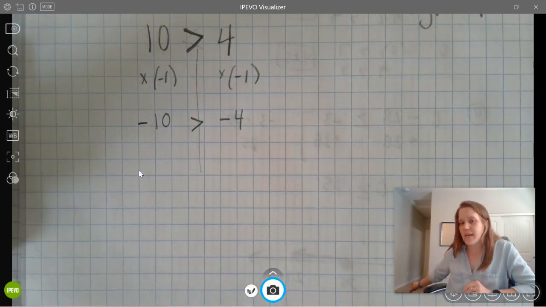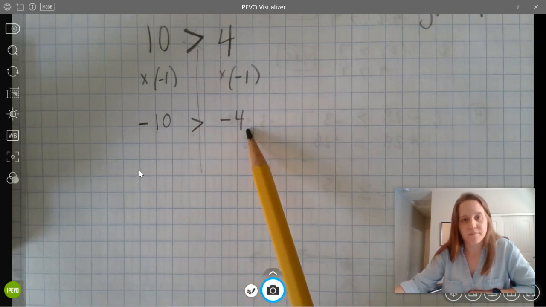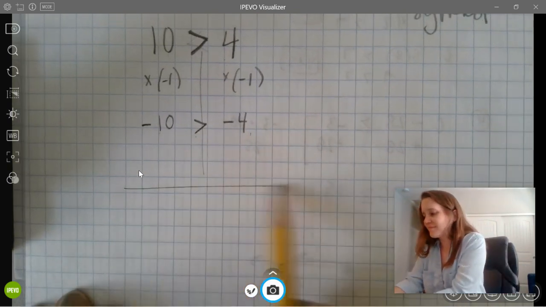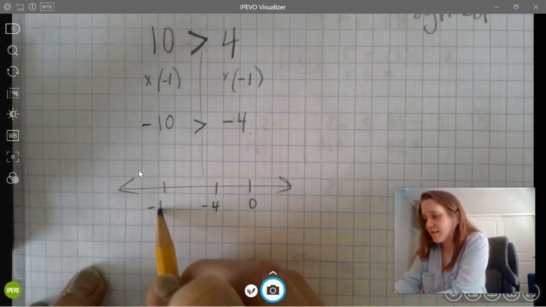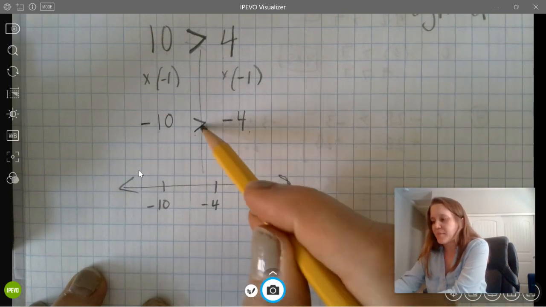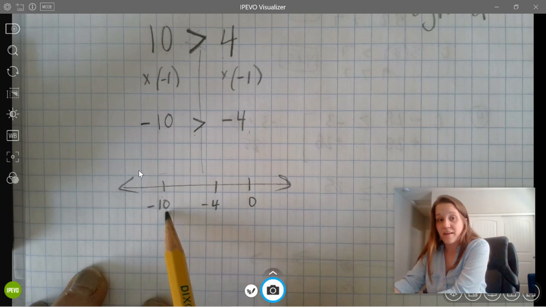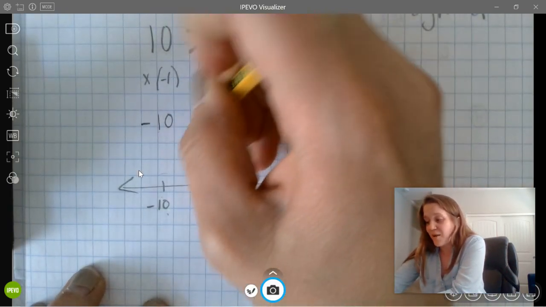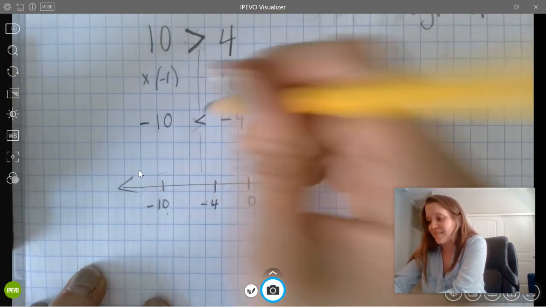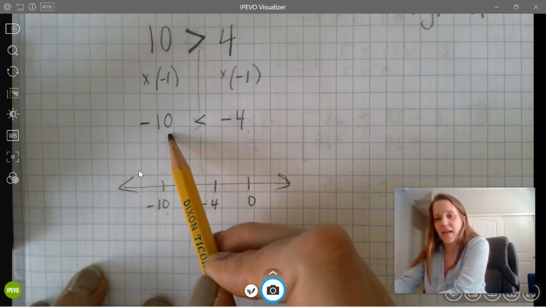Okay, now I want you to think, is -10 greater than -4? Is that true? Here's 0, here's -4, here's -10. Remember, greater means to the right. -10 is not greater than -4. This is incorrect. If I flip that inequality sign, is that correct? -10 is less than -4? Yeah, it's farther to the left.